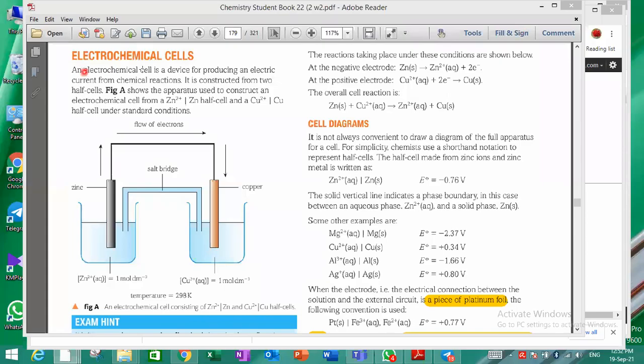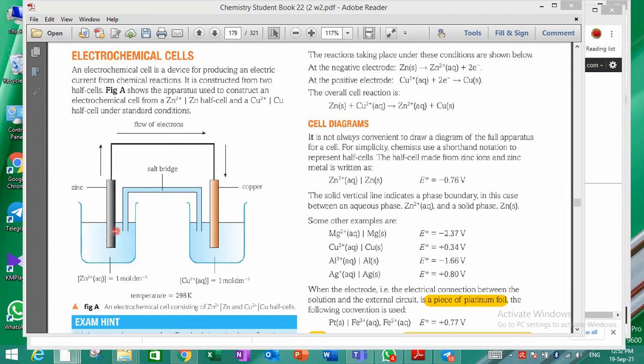Okay, so in electrochemical cells, we connect two different electrodes together. One of them, for example, is zinc placed in a solution of zinc ions, and the other is copper placed in a solution of copper ions. And we said to get standard conditions that both solutions should have a concentration of 1 mole per decimeter cube. The temperature should be 25 degrees Celsius, or else 298 Kelvin.